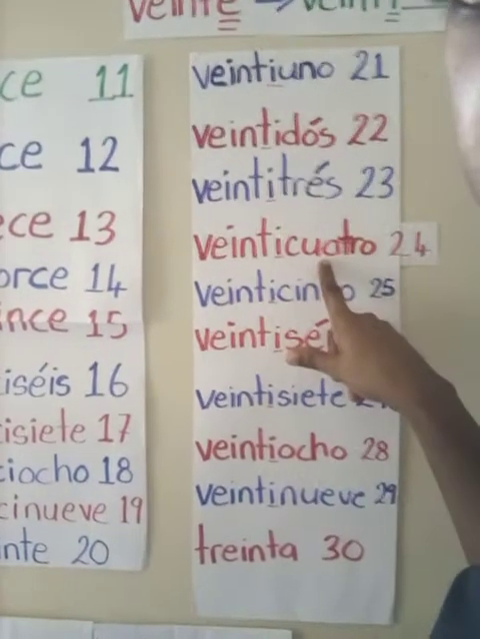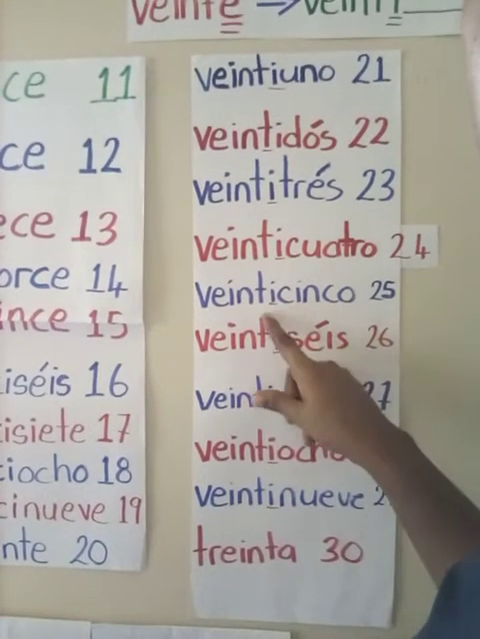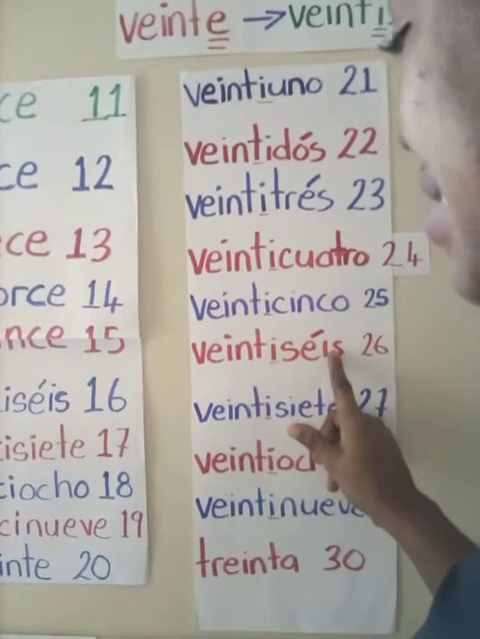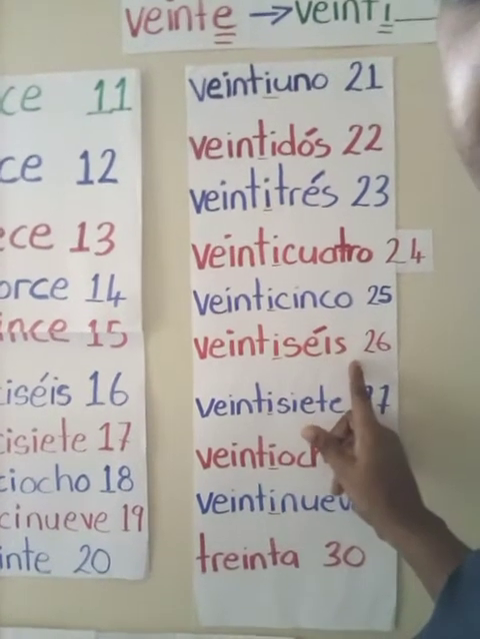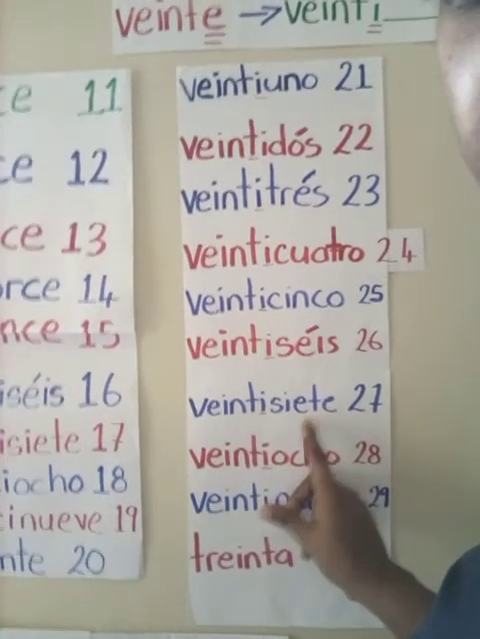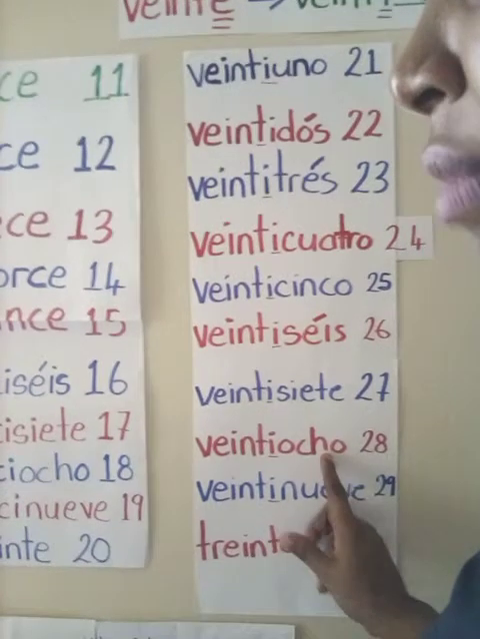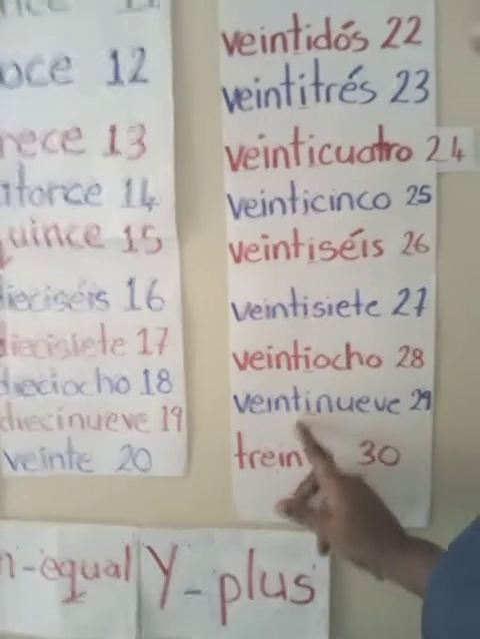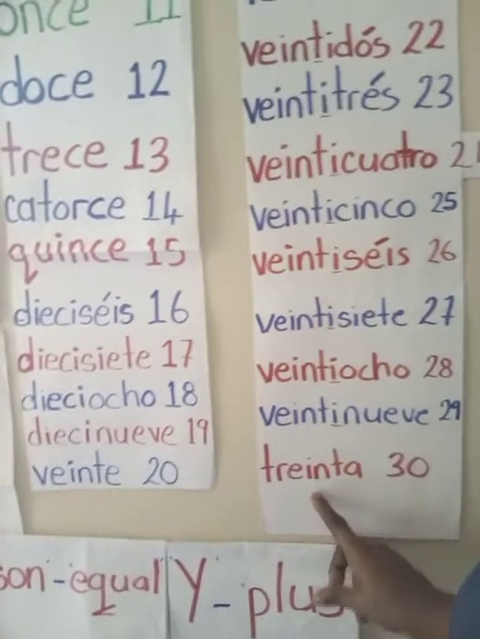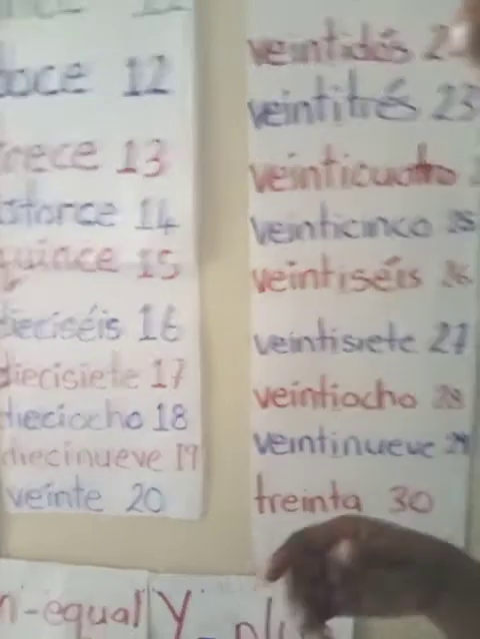25 becomes veinticinco. 26 becomes veintiséis. 27 becomes veintisiete. 28 becomes veintiocho. 29 becomes veintinueve. And 30, like I said, is treinta. So let's try to count together.